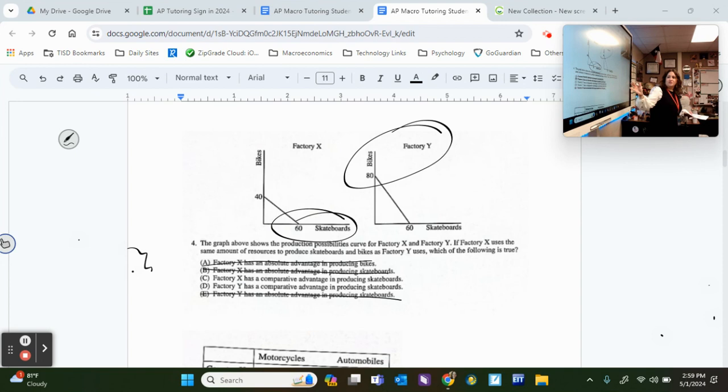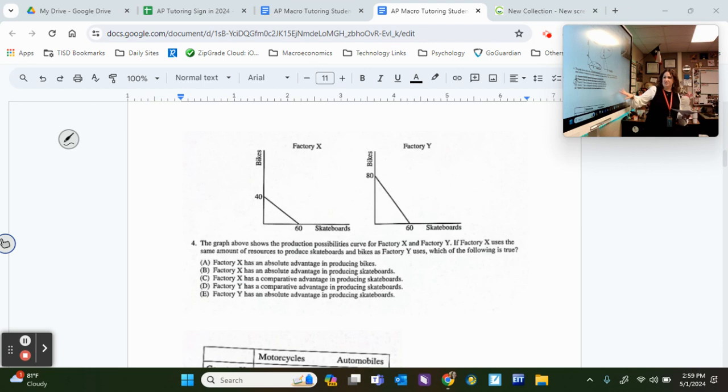And so that makes C the correct answer: factory X right here has the comparative advantage in skateboards, and factory Y has the comparative advantage in bikes. All right, how was that question? Okay? All right.